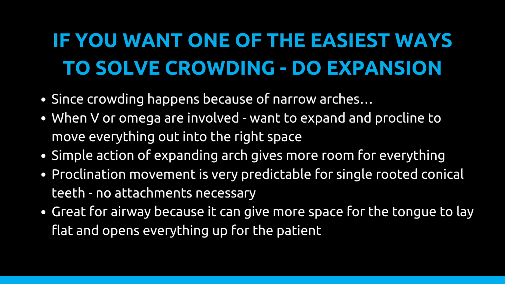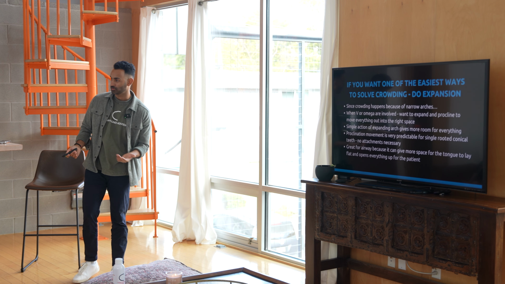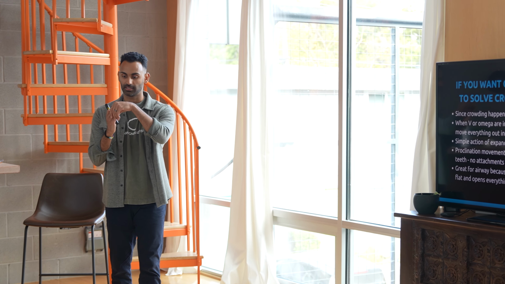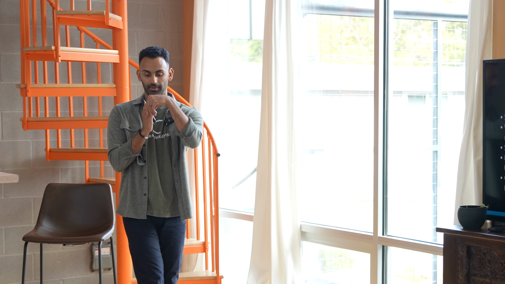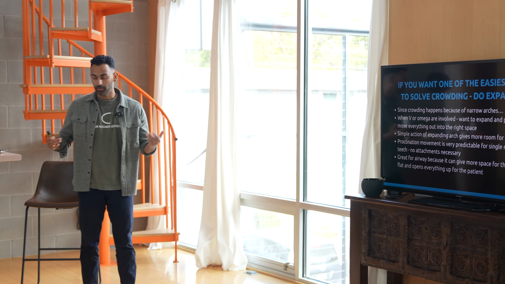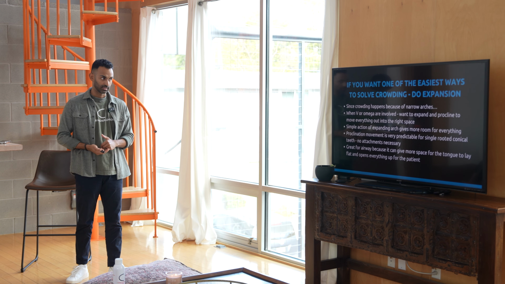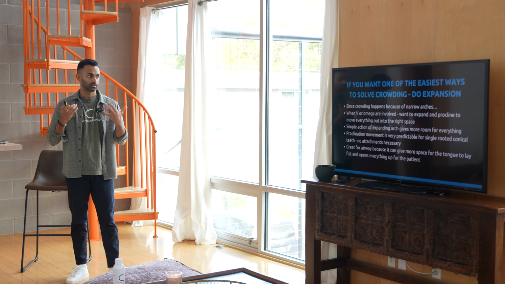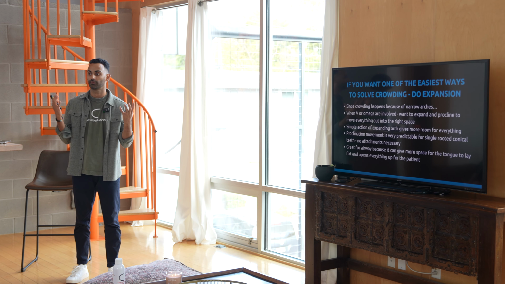And proclination is the movement that is very predictable for single-rooted conical teeth because you're not going to need any attachments. You can literally just, the plastic wraps around the teeth, and then it provides force, and then you can just tip those teeth right out. It's super simple, and that's stuff that is very easy for aligners to do. People like this technique who are airway dentists because this gives you more space for the tongue, and it opens up everything for the patient, right?